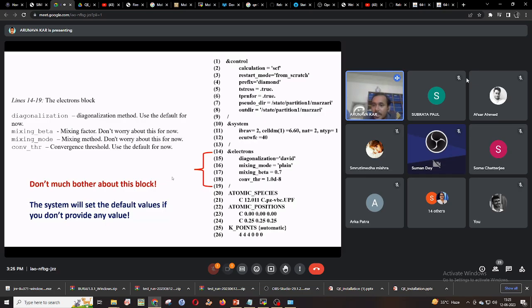But later we'll try to understand what this is, if you want to become a bit more expert with these input files. But if you don't give this, the system will also run, no problem.